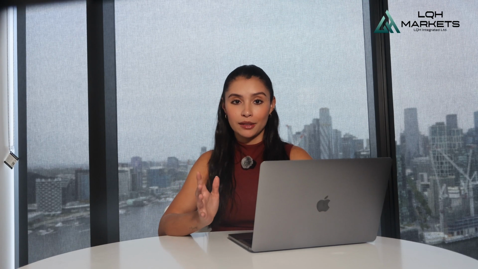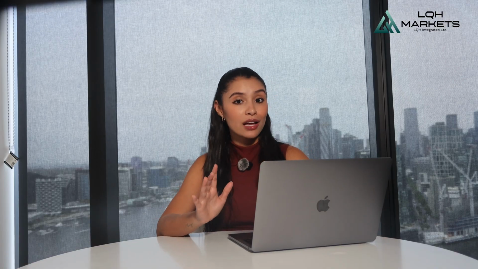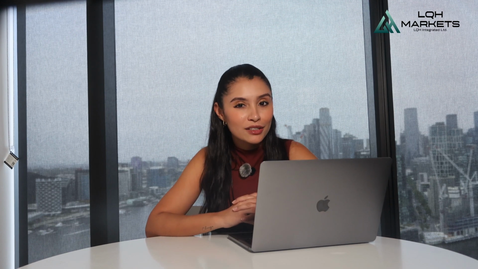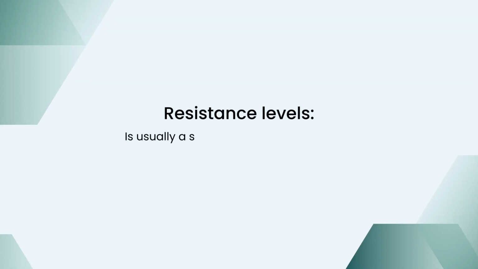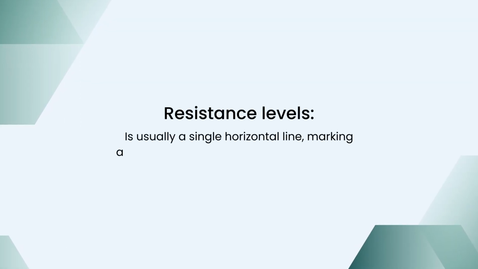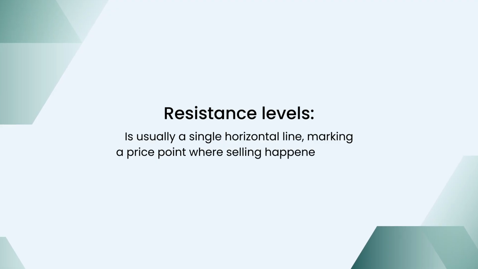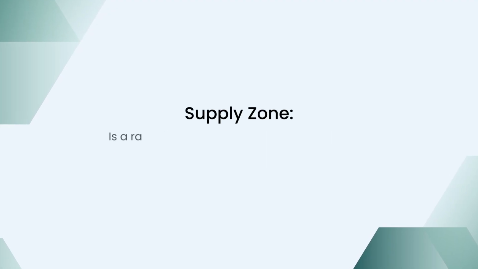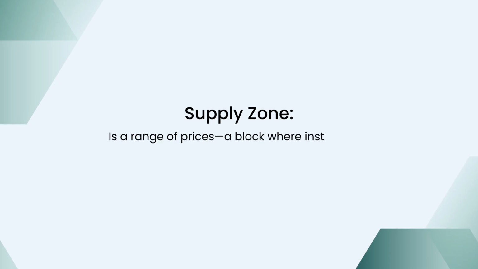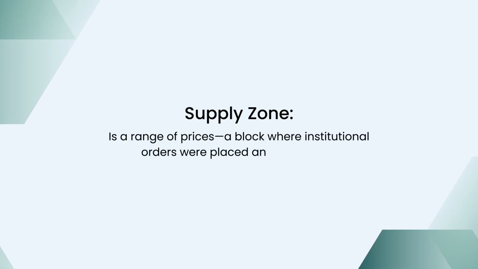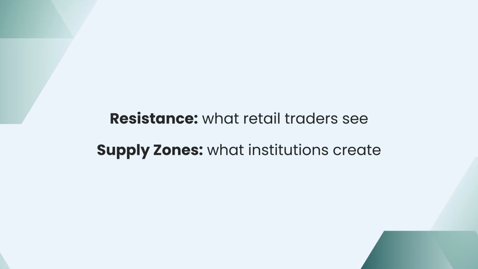Think of it like a ceiling. Every time price climbs into that zone, it hits resistance and gets pushed back down. Many beginners confuse supply zones with resistance levels, but there is an important difference. A resistance level is usually a single horizontal line, marking a price point where selling happened before. A supply zone is a range of prices, a block where institutional orders were placed and distributed. Resistance is what retail traders see. Supply zones are what institutions create.